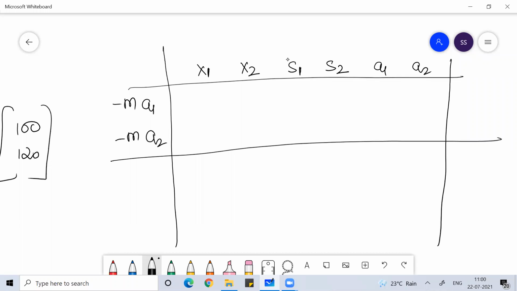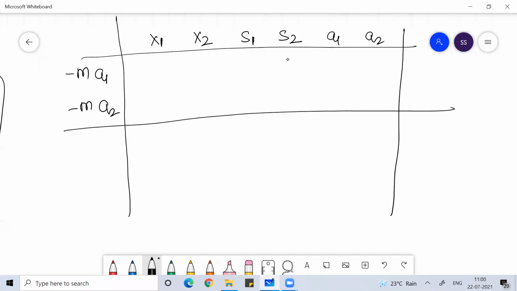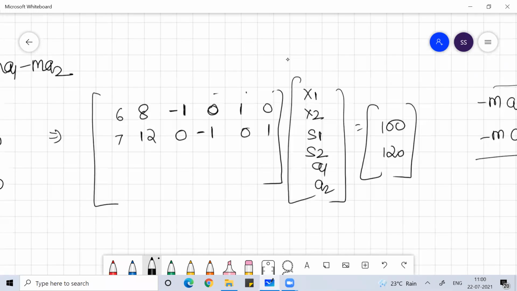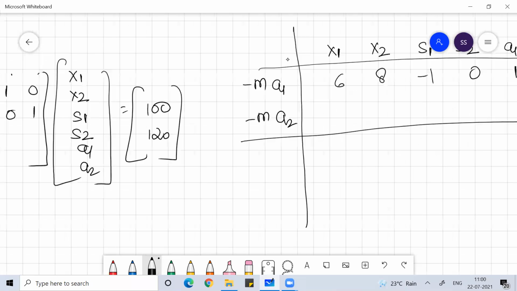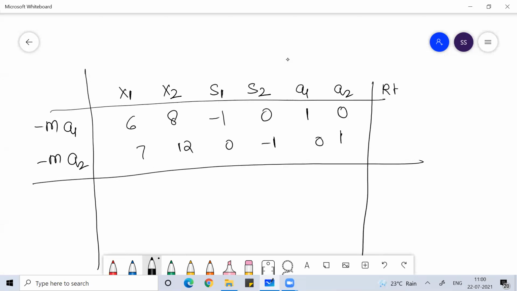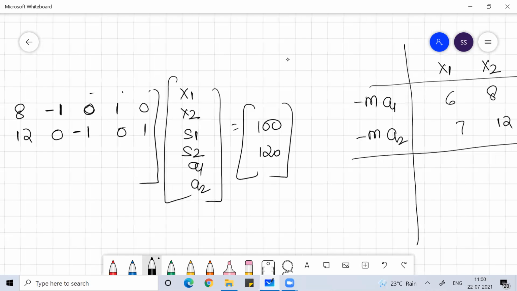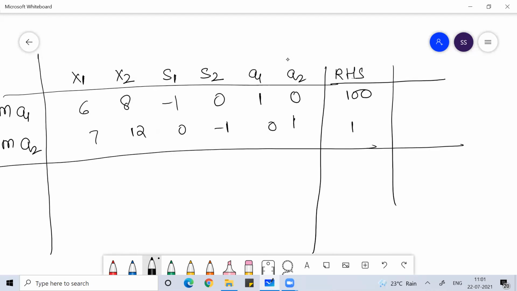That is, this is 6, 8, minus 1, 0, 1, 0. Then you have another row in the matrix form, that is 7, 12, 0, minus 1, 0, 1. The RHS for the iteration table will be 100 and 120.